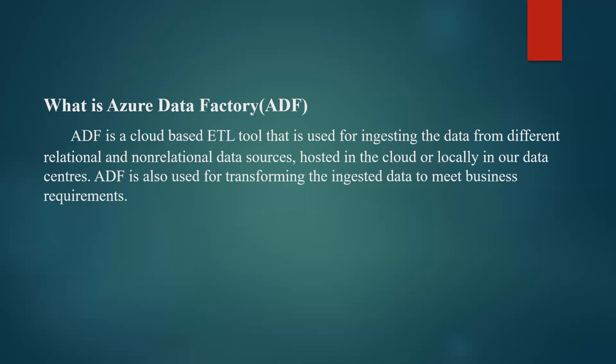The source can be anything. It can be structured data, unstructured data, or semi-structured data, and it can be relational or non-relational data sources. Relational and non-relational data sources cover all of this structured, unstructured, and semi-structured data. This data might be hosted in the cloud or locally in our data centers. The data might be available in the cloud storage itself, or it might be available in a client's local data centers also. We'll bring all this data and load it somewhere else.